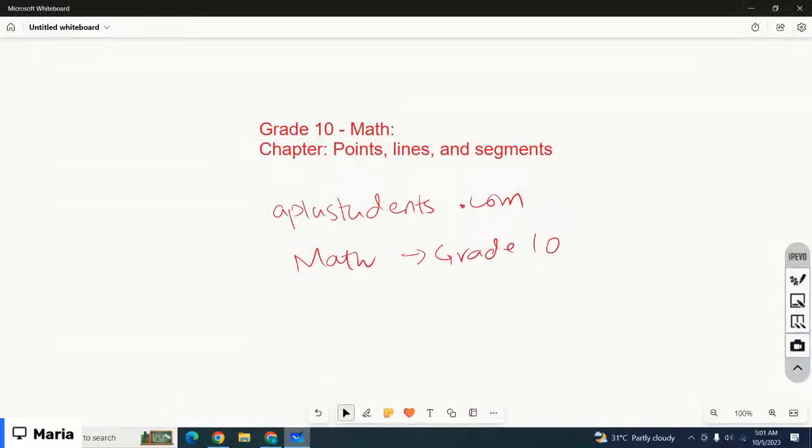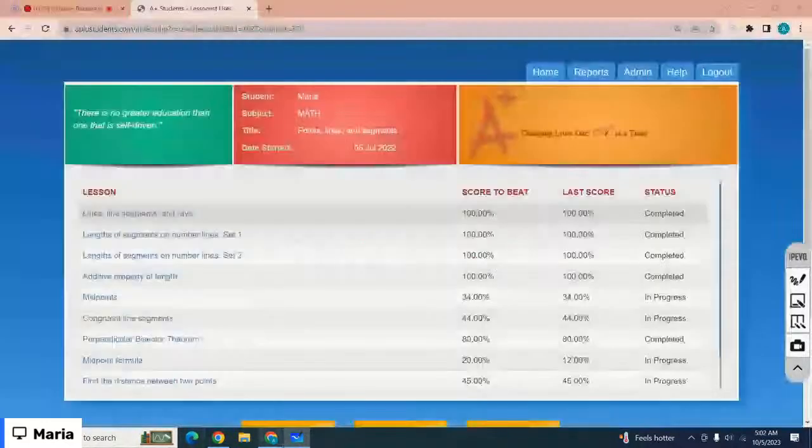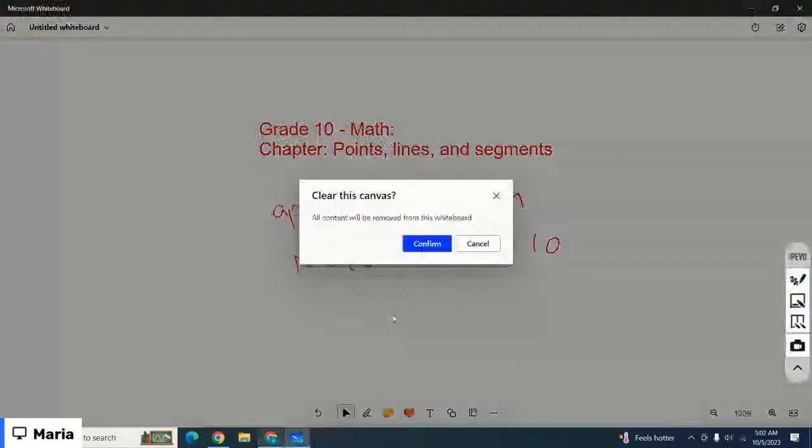There you can find a list of the chapters. We're going to start with the chapter points, lines and segments. Please make sure you have your notebook and pencil so that you can note down the important examples and definitions as well. Let's start with the lesson that is line segments and rays.